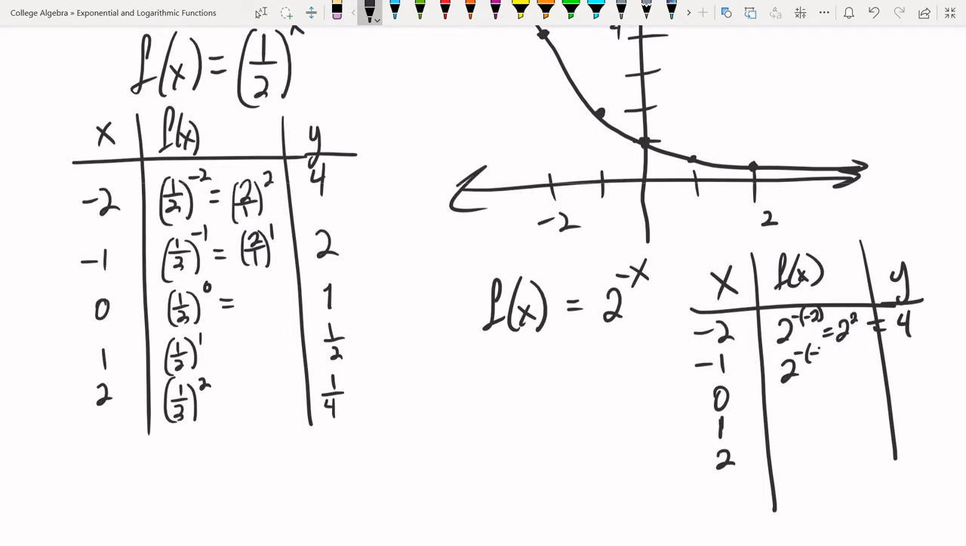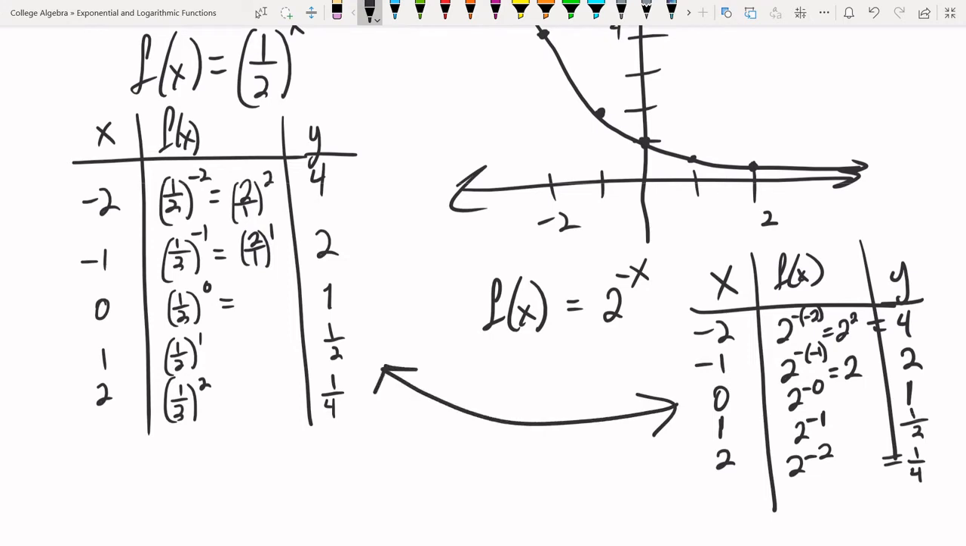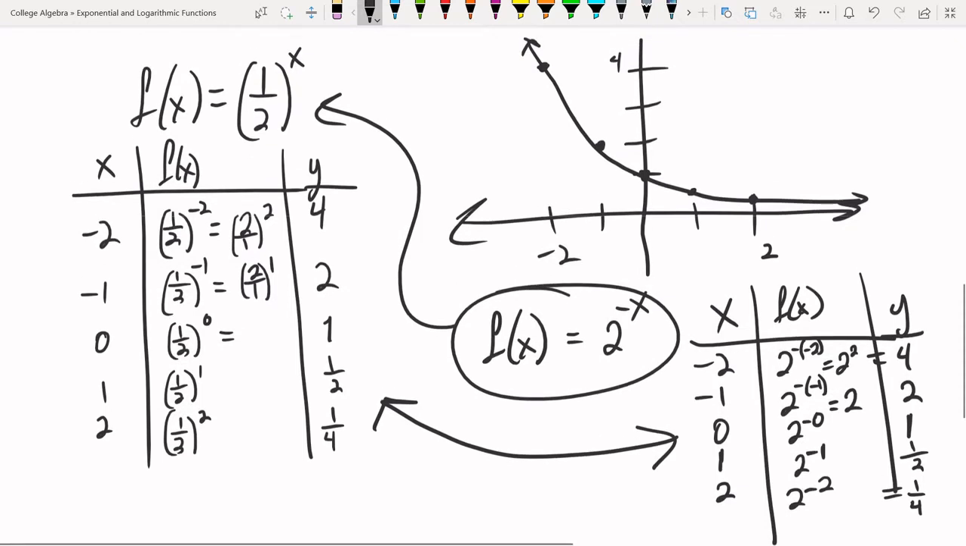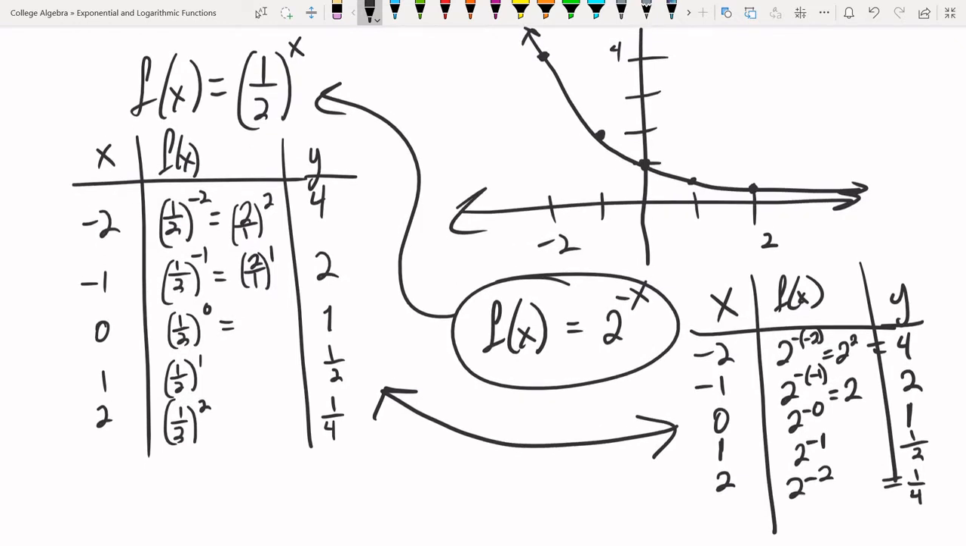2 to the power of negative (-1) gives you positive 1, which gives you just 2. 2 to the power of -0, well, negative times 0 is 0, and 2 to the power of 0 is 1. 2 to the power of -1, that just flips it, you get 1/2. And 2 to the power of -2 gives you 1/4. You flip it and you square it. And this is the same as this. These are the exact same functions. And that's just because of rules of exponents.